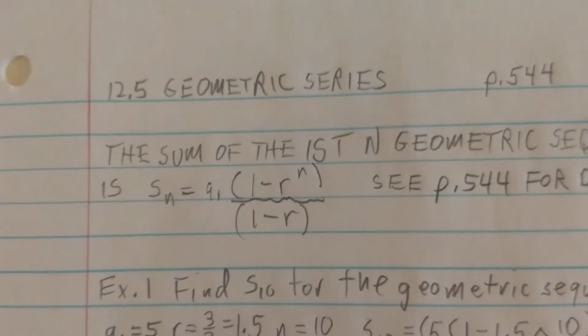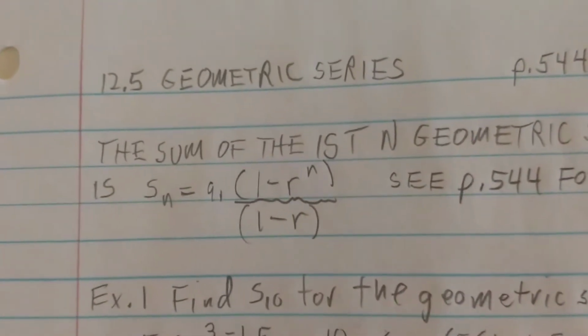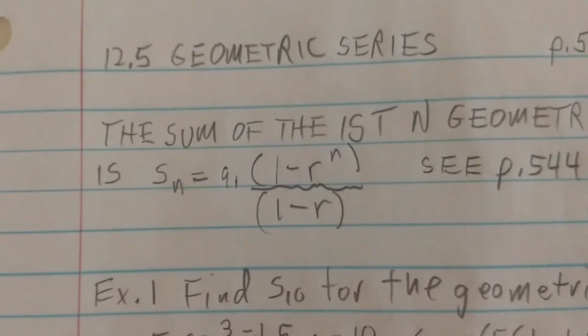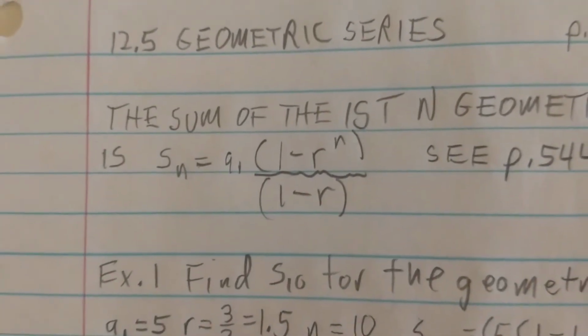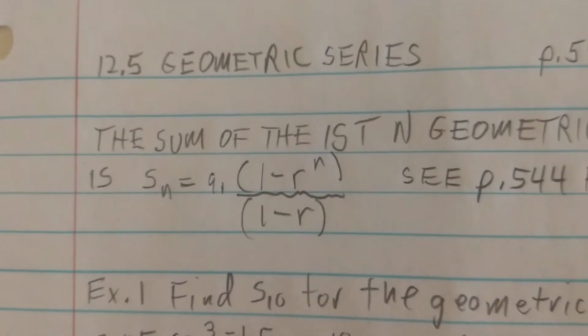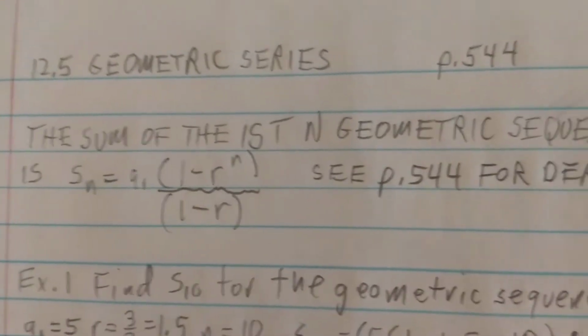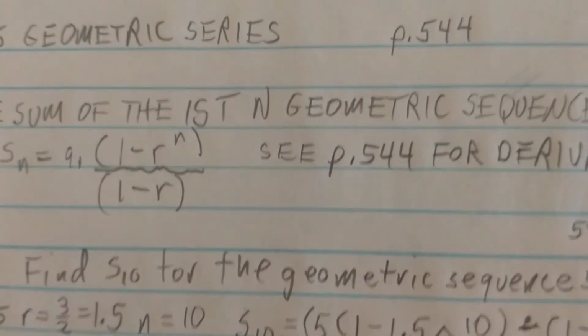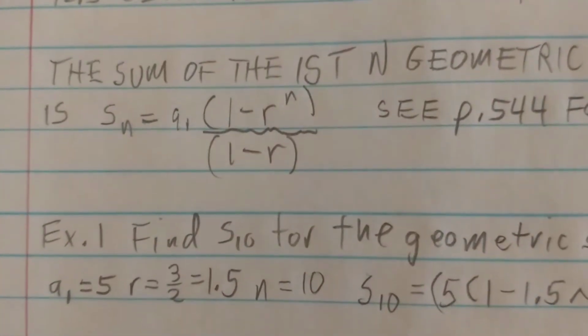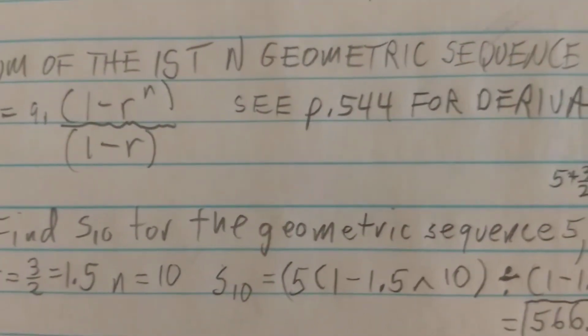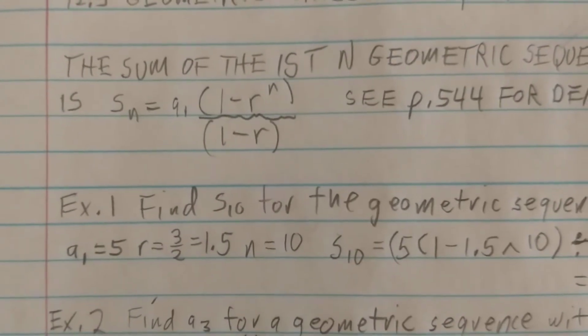Okay, so here we are on Friday, summing up in a sequence form, summing the sequence terms up into a series, now for geometric series. So this is 12.5 geometric series starting in your book on page 544. Now, in order to sum the first n geometric sequence terms, we have a new equation.